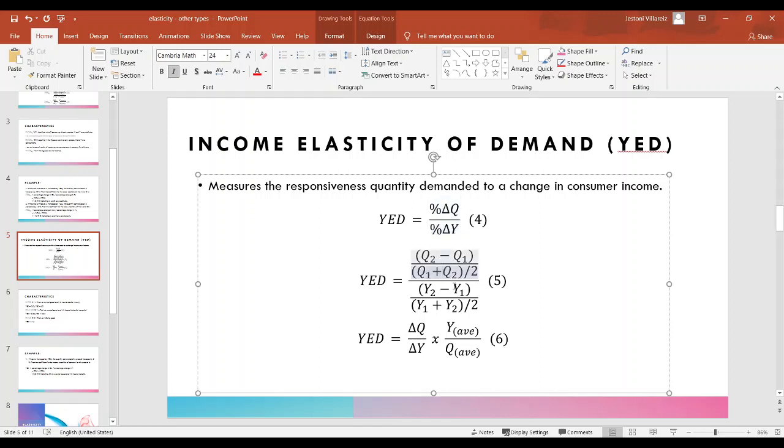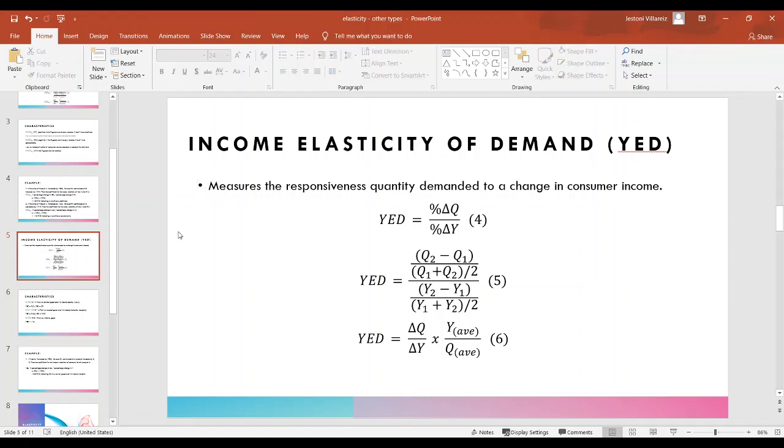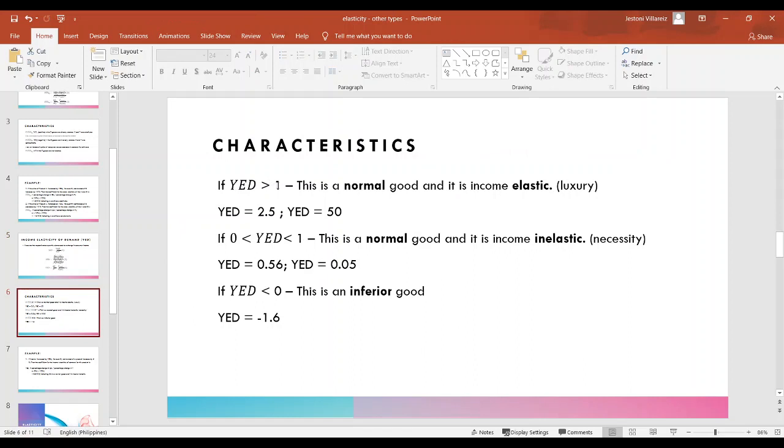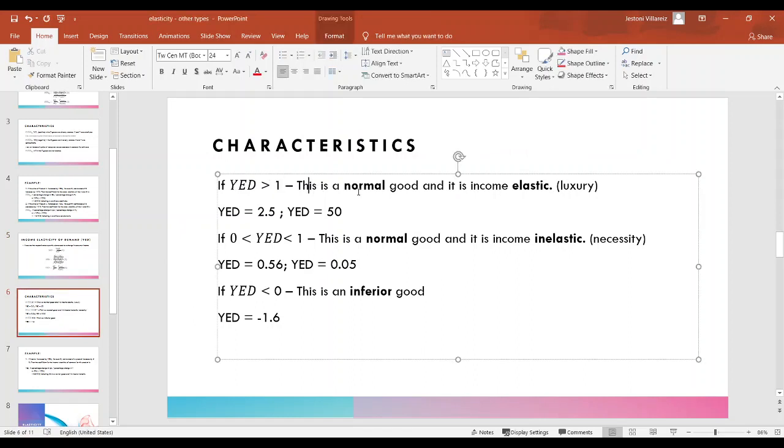So same set of formula, you're just using the values for income. Now for YED, if your answer is greater than 1, then you have a normal good. Okay, and then from there, you can identify if it's elastic or not. So let's say, for example, we have two YED results. The YED1 is 2.5 and then YED2 is 50.